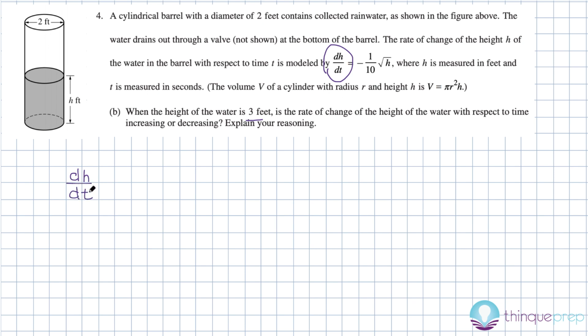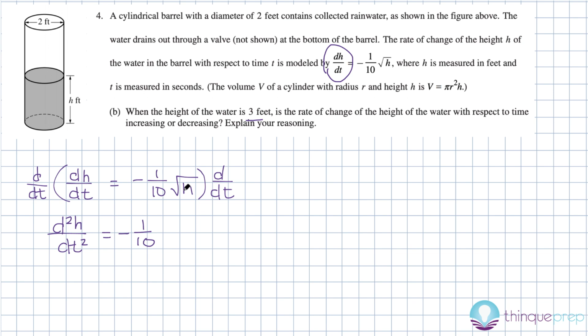So we're going to start off by writing out the rate of change of height with respect to time. It's just negative 1 over 10 square root of h. And then just to be a little bit redundant, I'm going to write out exactly what I'm doing using this notation. That way I can see what I'm doing to both sides. So when I take the derivative of this left side, I'll get d squared h over dt squared. And on the right-hand side, I'll take the derivative of this. Negative 1/10 is a constant.